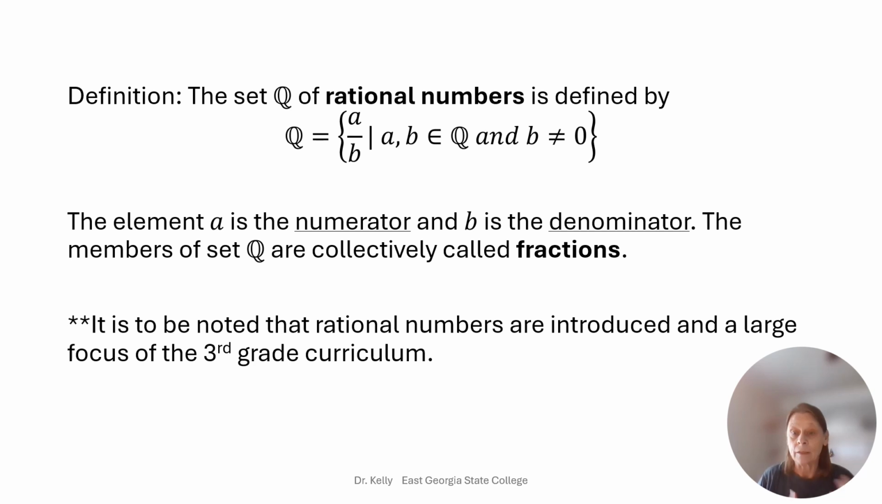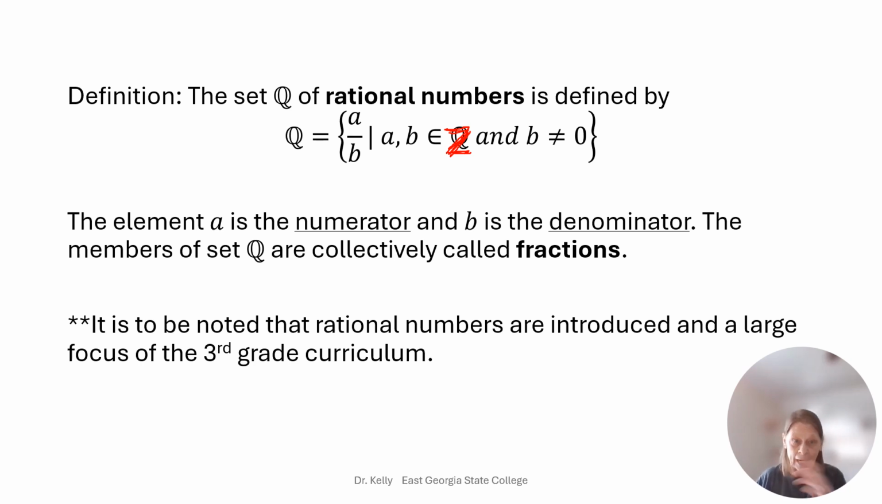The set Q, that's the special blackboard notation for the set of rational numbers, is defined by A over B such that A and B are elements of rational numbers and B is not equal to 0. I see that I have a mistake and I don't really want to stop here, but what this should actually be is integers. We can't define rational numbers using rational numbers. So rational numbers are made up of integers. We can have positive and negative fractions in rational numbers.